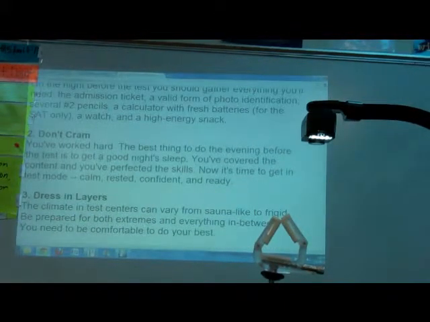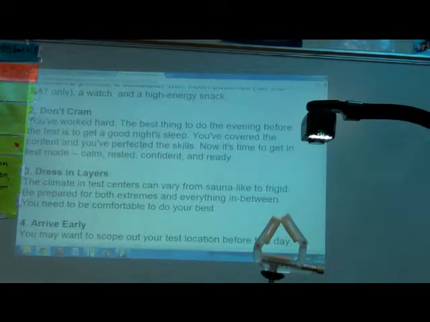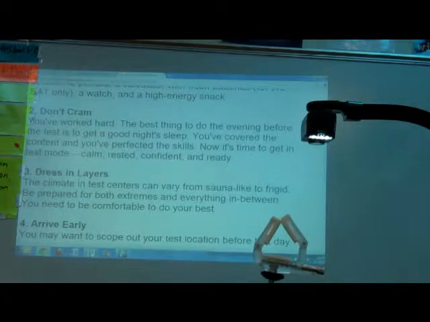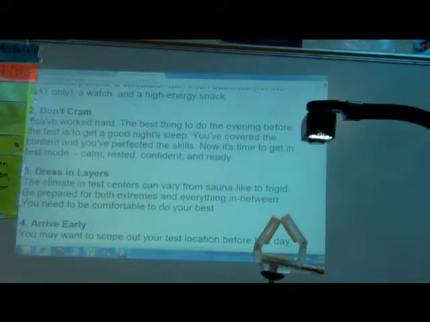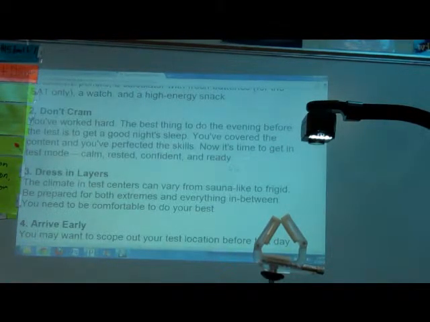Don't cram, okay? You have until Friday to study, but Friday night, don't try to cram. Don't try to go online and watch all the videos from the class. You've worked hard. The best thing that you should do before is get a good night's sleep. You've covered the content and you've perfected your skills, hopefully by then. So it's time to get in test mode, which is calm, rested, confident, and ready.